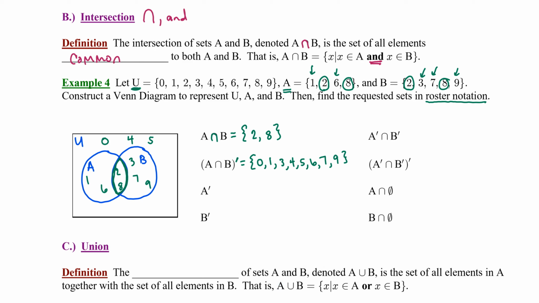Let's work on A complement next. We're going to write all of the elements in roster notation that are outside of circle A.